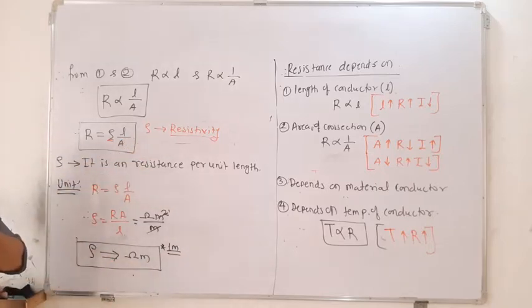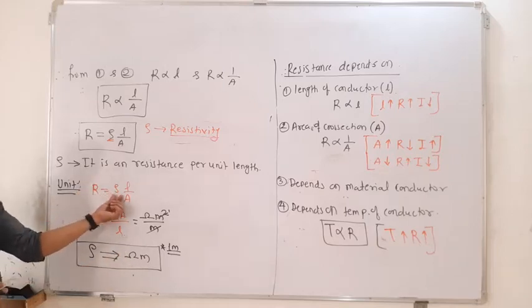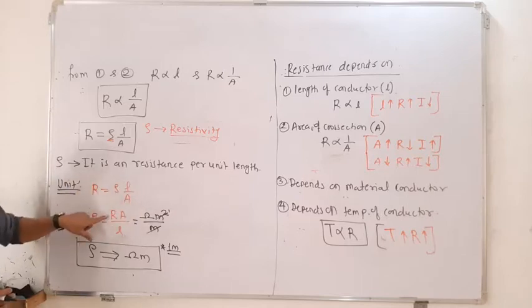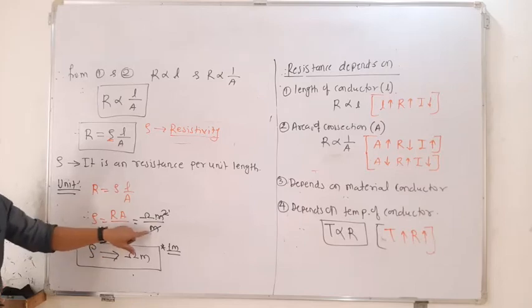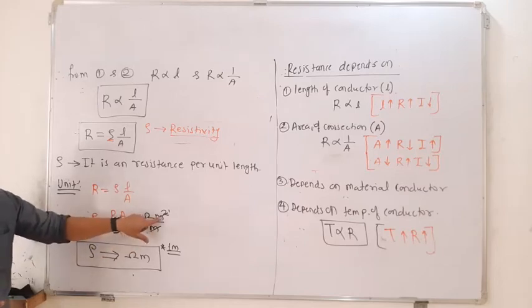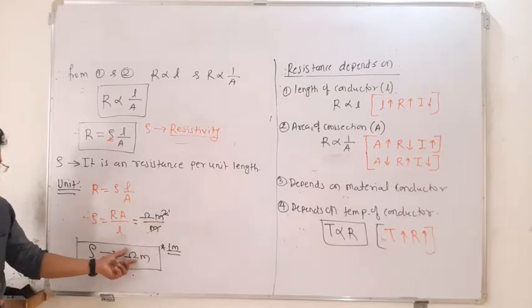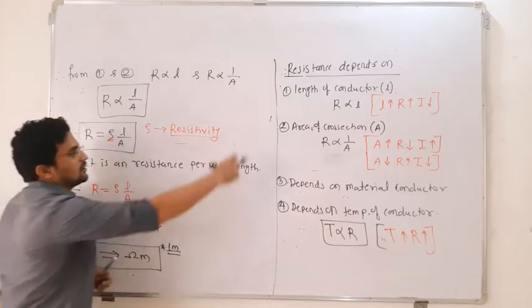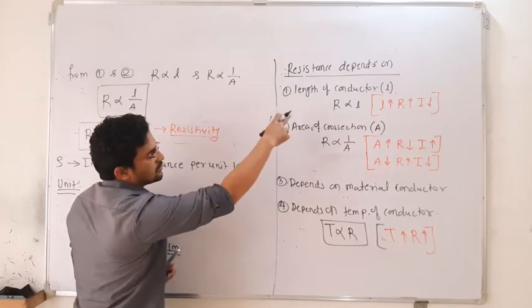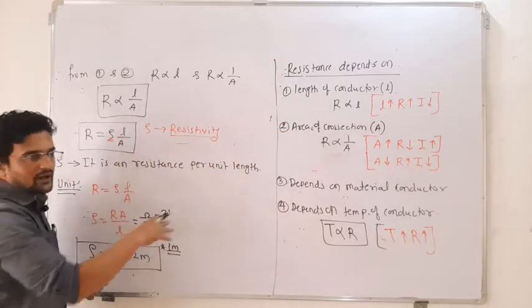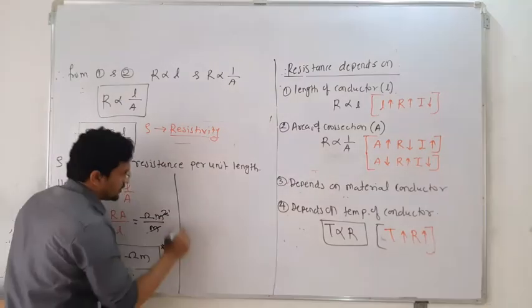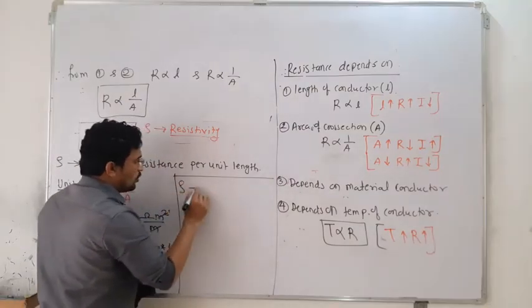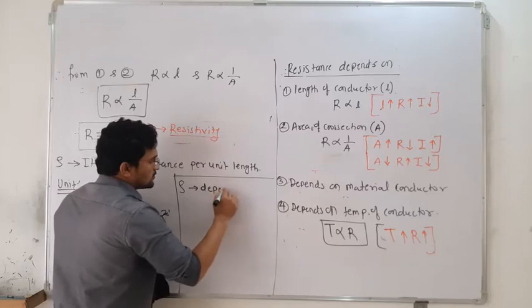And how to get this resistivity unit? By this equation: place the resistivity on one side, keep all the terms on the other side, and place their units. R is ohm, area is meter square, length is meter. So one meter cancels out, and left is ohm meter. Unlike resistance, which depends on all four parameters, resistivity rho depends on fewer. This is very important.